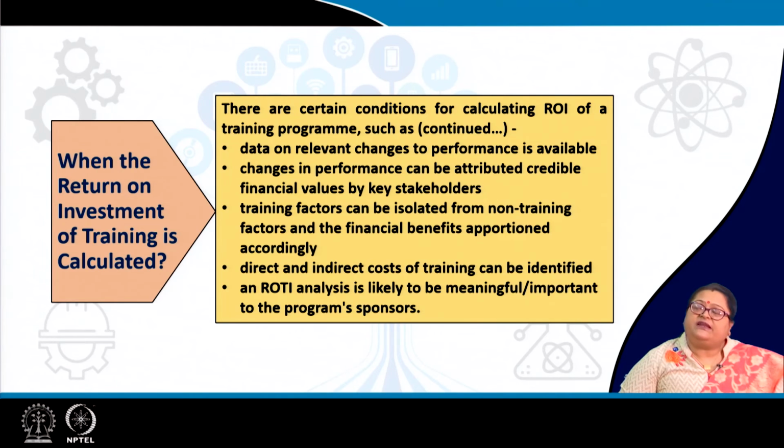The data on relevant changes to performance is available. Changes in performance can be attributed credible financial values by key stakeholders. Training factors can be isolated from non-training factors and the financial benefits apportioned accordingly. Direct and indirect costs of training can be identified, and ROTI analysis, return on training investment analysis, is likely to be meaningful or important to the program sponsors.